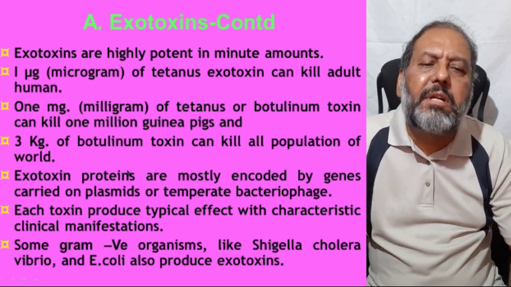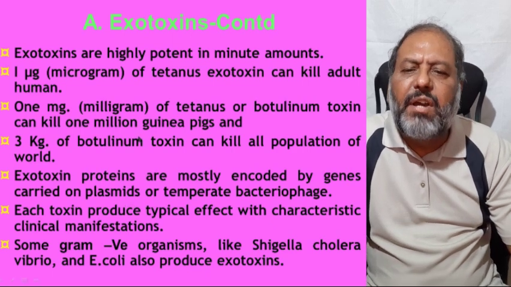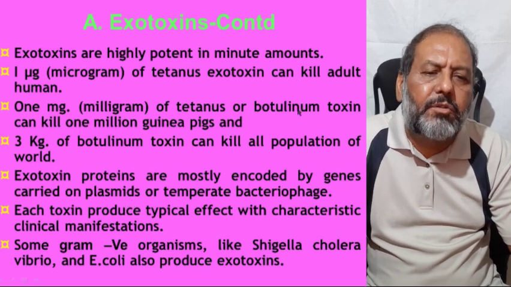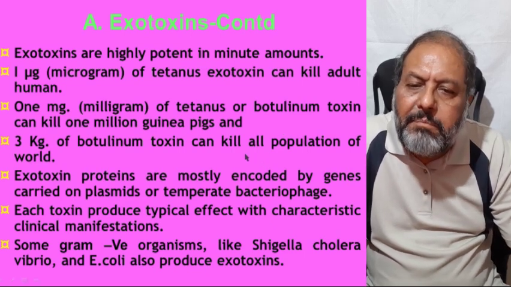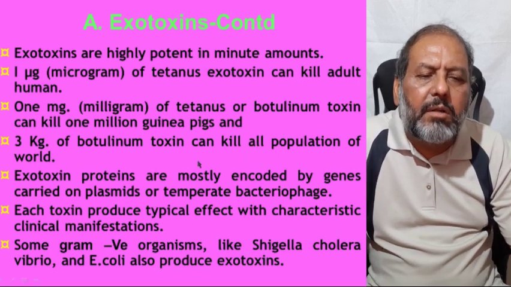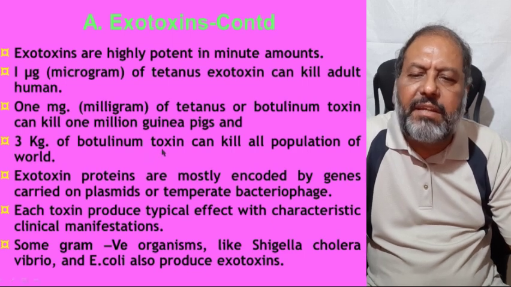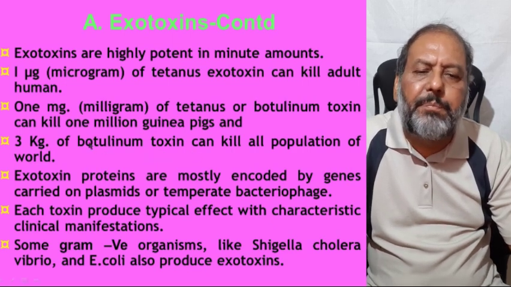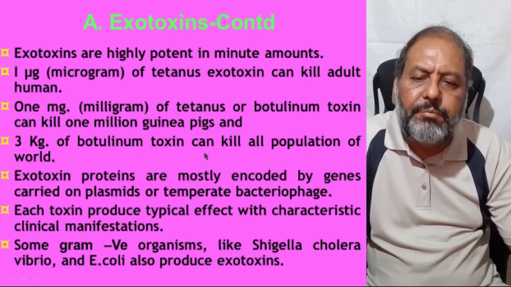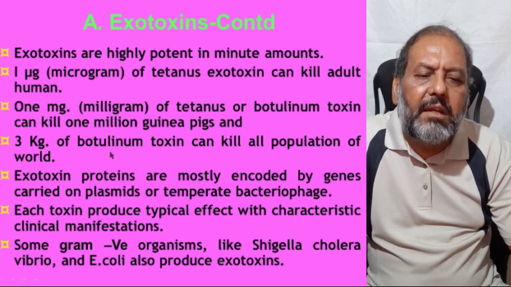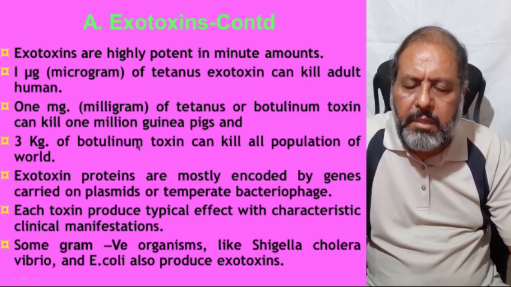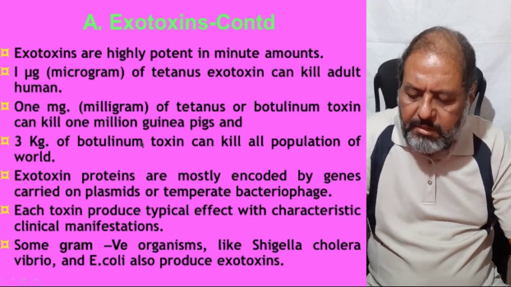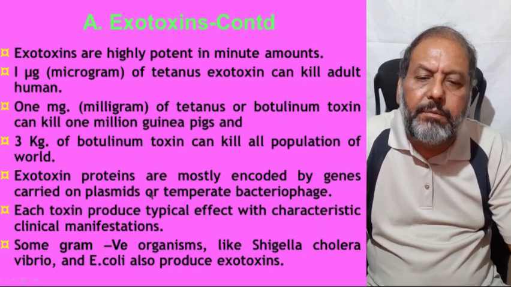Exotoxins are highly potent in minute amounts. 1 microgram of the tetanus exotoxin can kill an adult human. 1 milligram of the tetanus or the botulinum toxin can kill 1 million guinea pigs, and 3 kilogram of the botulinum toxin can kill all the population of the world. Here one can judge the toxicity of these exotoxins.